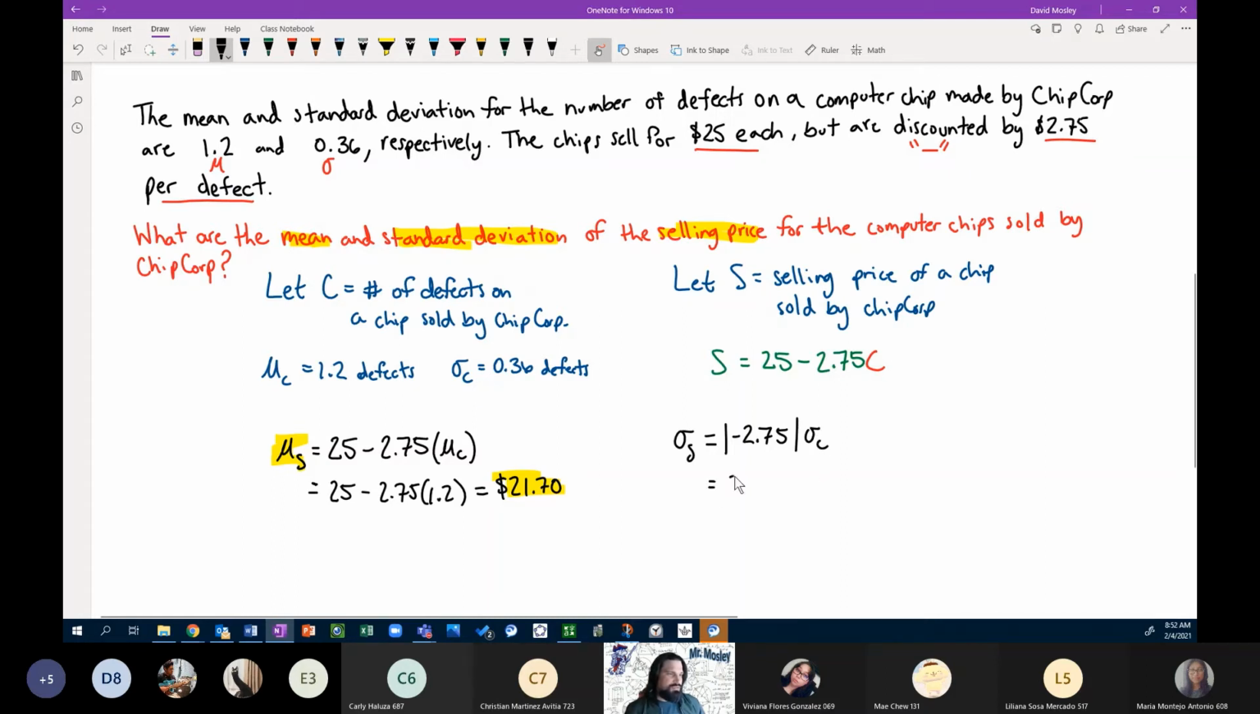That gives us 275 times 0.36, and that gives us 99 cents. And that is our standard deviation. So over the course of sampling many chips, we get a variance of 99 cents from the mean of 2170 on average.